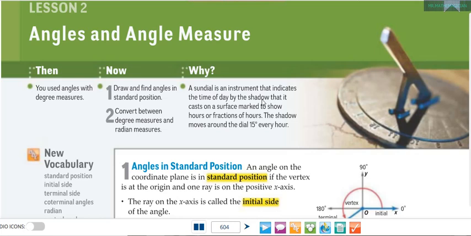Today we will continue studying chapter 9, and the lesson I'm about to explain is lesson number 2, angles and angle measure. So be ready everyone with your books, notebooks, pens and calculators, and let's start our lesson.